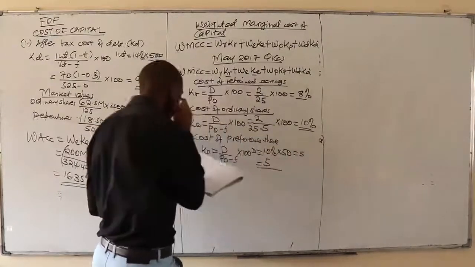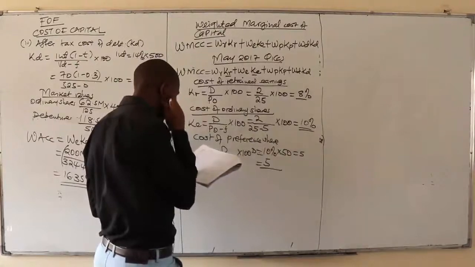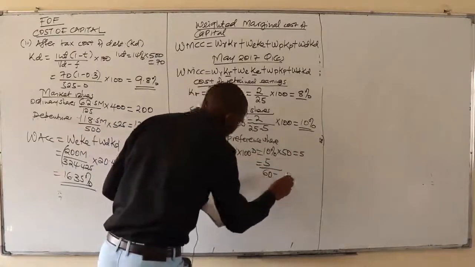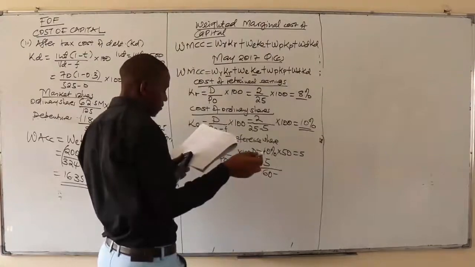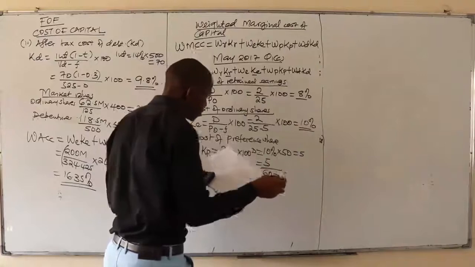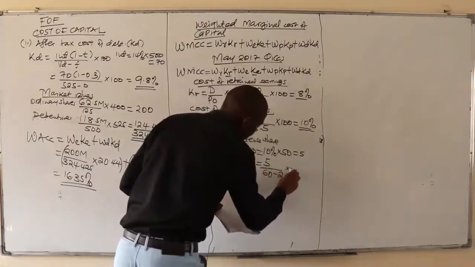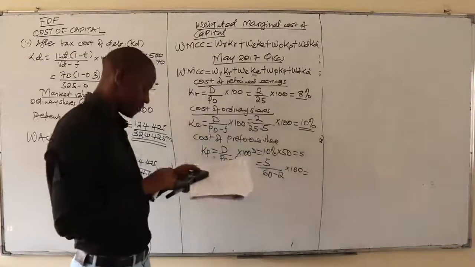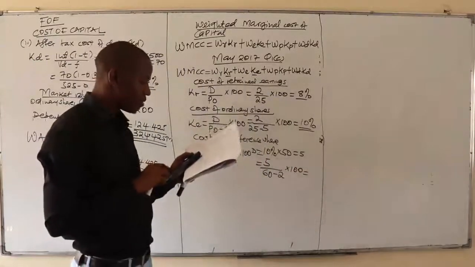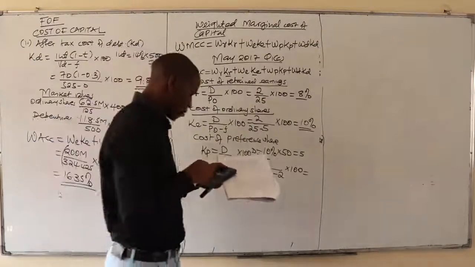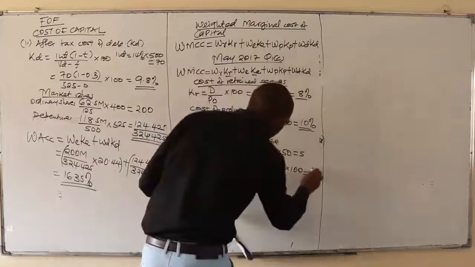You divide by the market value of the preference shares on additional information number 3, where they are issued at 60. You minus the flotation cost, which is 2. So in that case, it is 5 divided by 58. Then you multiply by 100, which in that case is 8.62%.